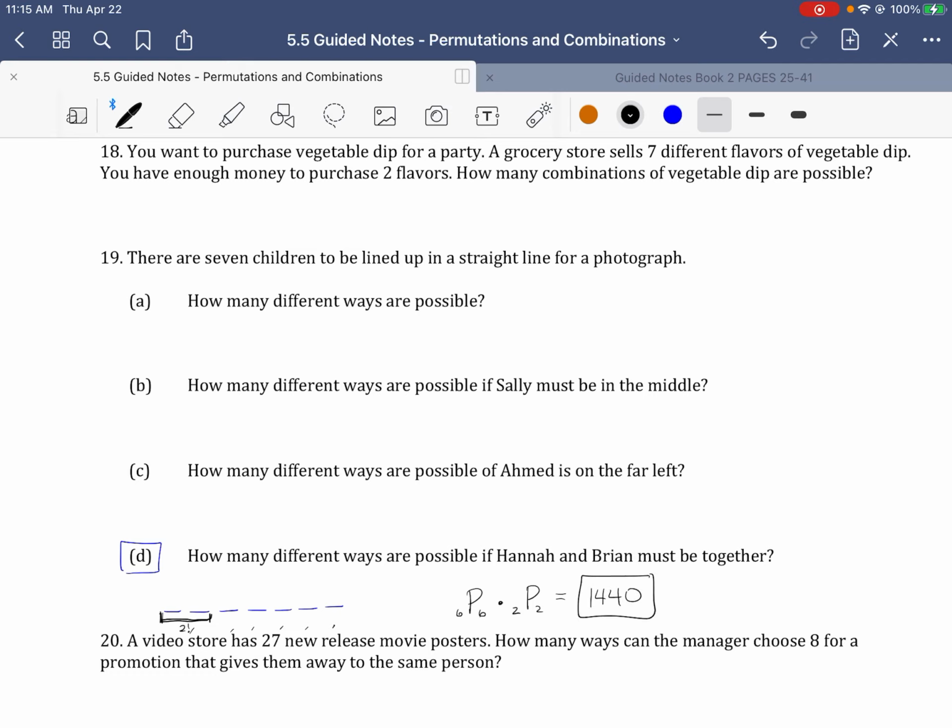So again, we're just thinking about that as these guys are stuck together. So we call them one spot in the 7 spots. And then we reorder them within their own group. So that's why we multiply it by 2P2. Okay. So we'll just go through those few ones. And again, you're deciding permutation, combination, and then calculate either using the calculator or by hand.